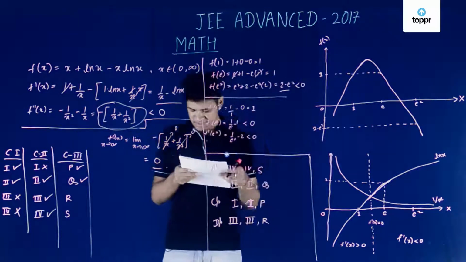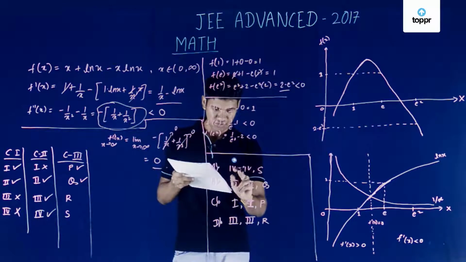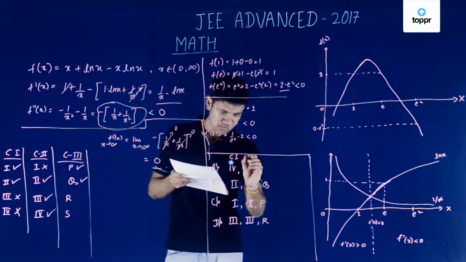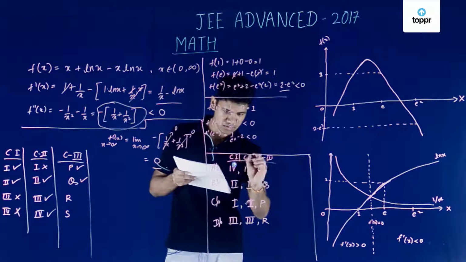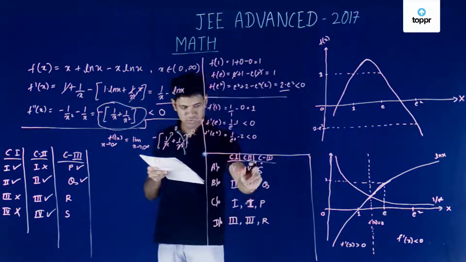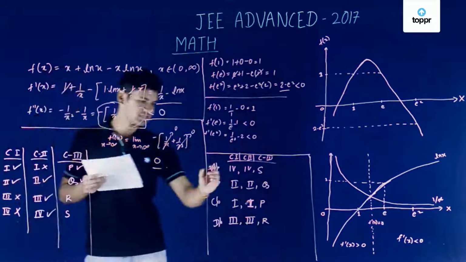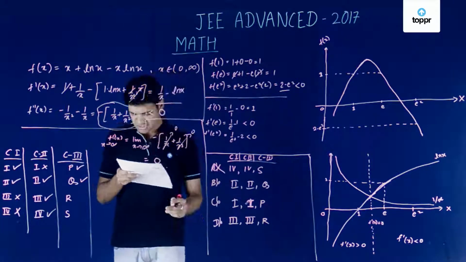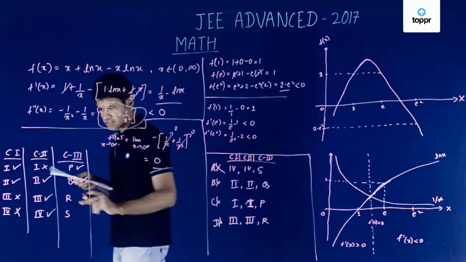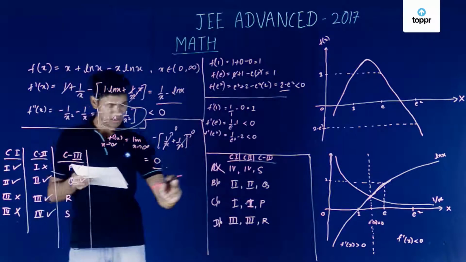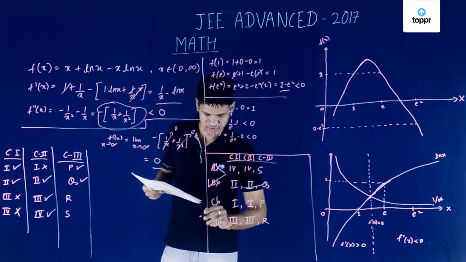So option A's combination is fourth for column 1, fourth for column 2, S for column 3. Now we already know that fourth is incorrect, so we can eliminate this. Option B states second, second, Q. Now second is correct, and second is again correct, and Q is also correct. So B is the correct option. We don't need to check.